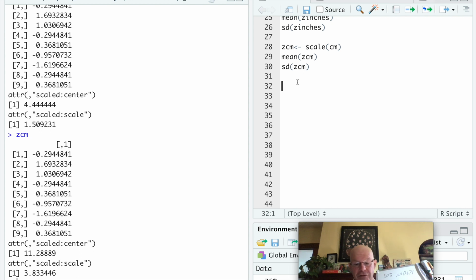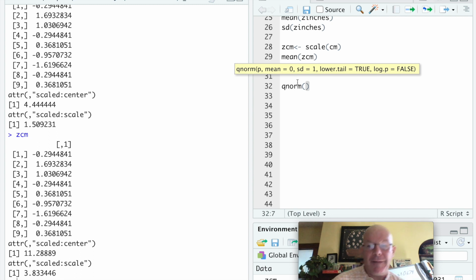So I'm going to use the function called qnorm. I also want to point out, notice that whenever we pull up any of these normal functions, it always says mean equals 0 and standard deviation equals 1. That's because the default for the normal distribution is a standard normal distribution. And so qnorm will give us the value of a standard normal where we expect a certain quantile to occur.